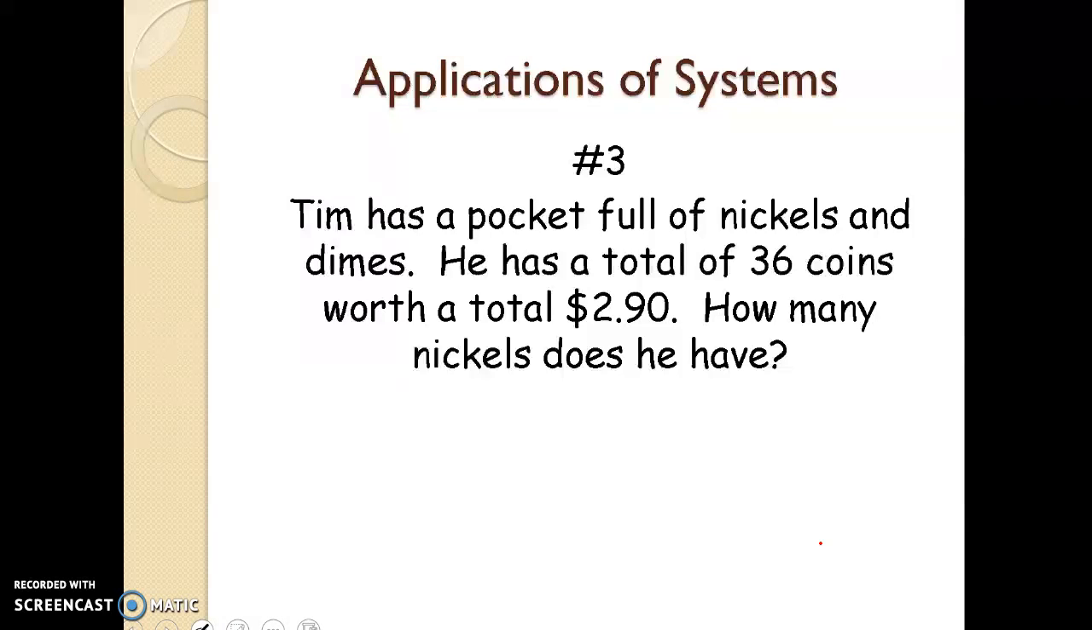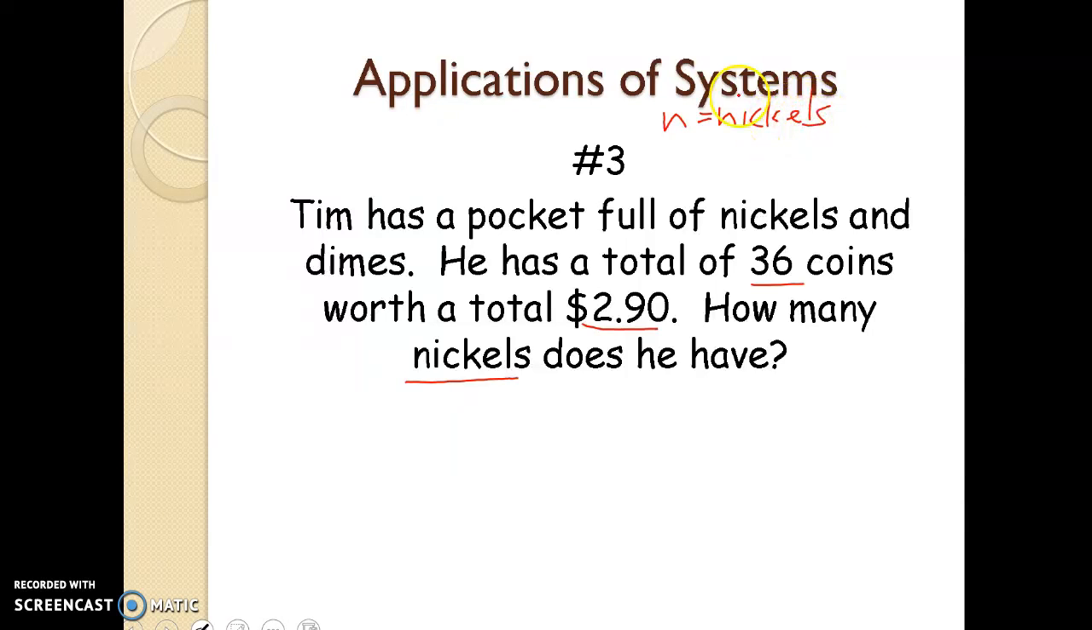It says Tim has a pocket full of nickels and dimes. He has a total of 36 coins worth a total of $2.90. How many nickels does he have? So there's our question. I'm going to let N represent the number of nickels he has.